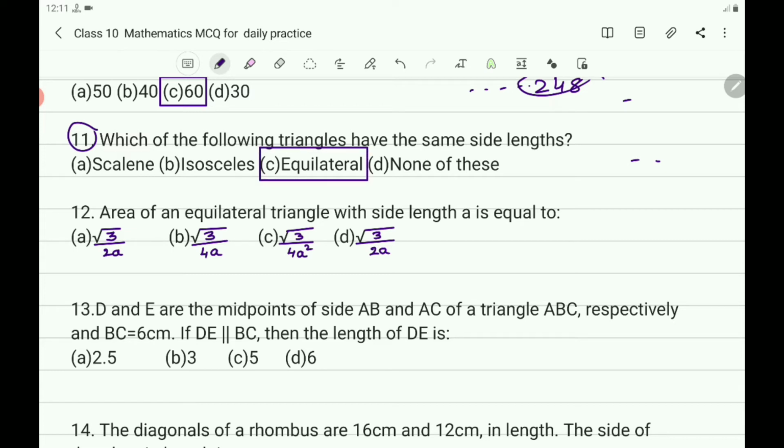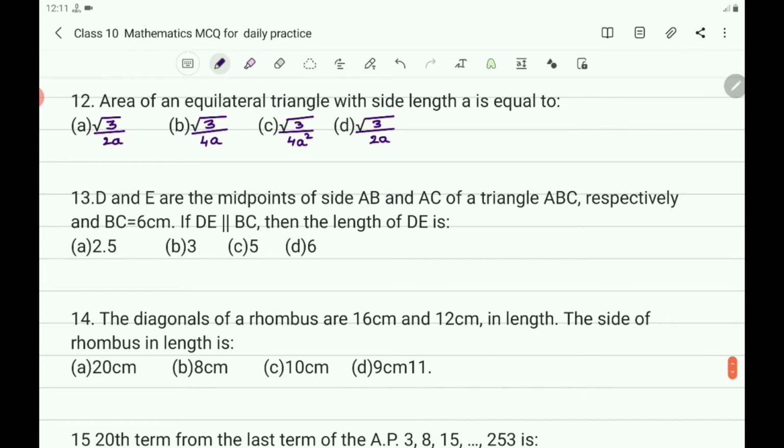Next, let us take the 12th question. What is the 12th question? Area of an equilateral triangle with side length A. Here the length of the side is A. Then what is the formula to find the area of an equilateral triangle? You know, the formula is root 3 by 4 a square. There is a special formula to find the area of the equilateral triangle: area equals root 3 by 4 a square.